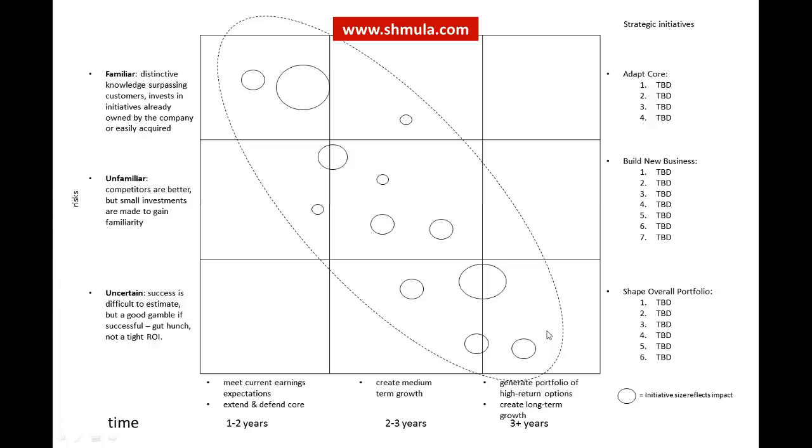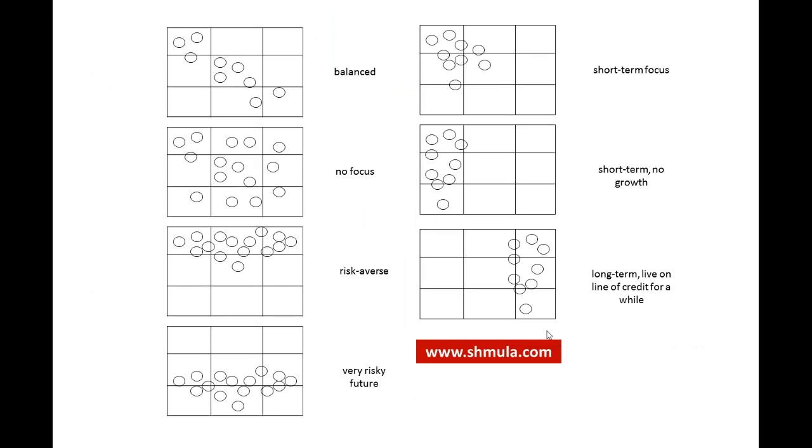Now the shape of the 3x3 matrix and the bubbles in it matter. So here's an example. If it's diagonal, going from top left to bottom right, it's balanced. In other words, your portfolio is balanced. If it's scattered like this, there's no focus. If it's like this, then it's very risk averse, meaning the company is trying to stay very safe with its portfolio of initiatives. If it looks like this, then it's quite risky.